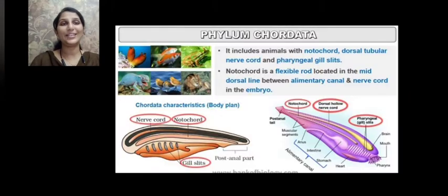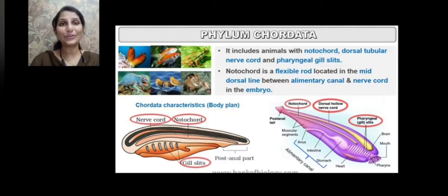So phylum Chordata, what are the special features of all the animals which come under phylum Chordata? It includes all the animals which have a notochord and also a dorsal tubular nerve cord and pharyngeal gill slits. So these are the exclusive features: a notochord, a nerve cord, and pharyngeal gill slits.